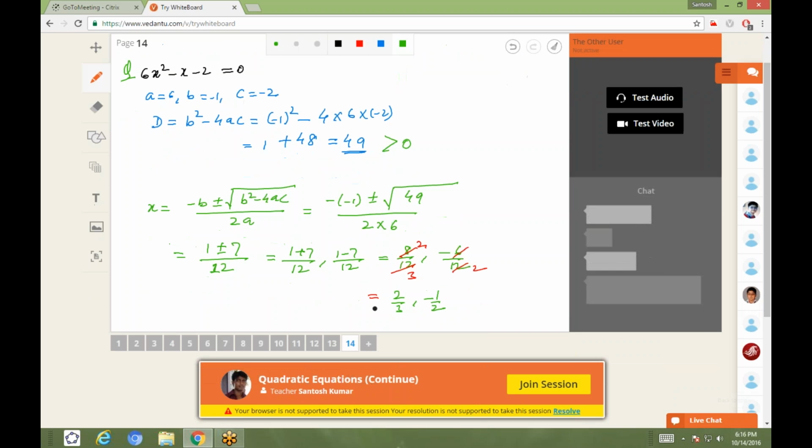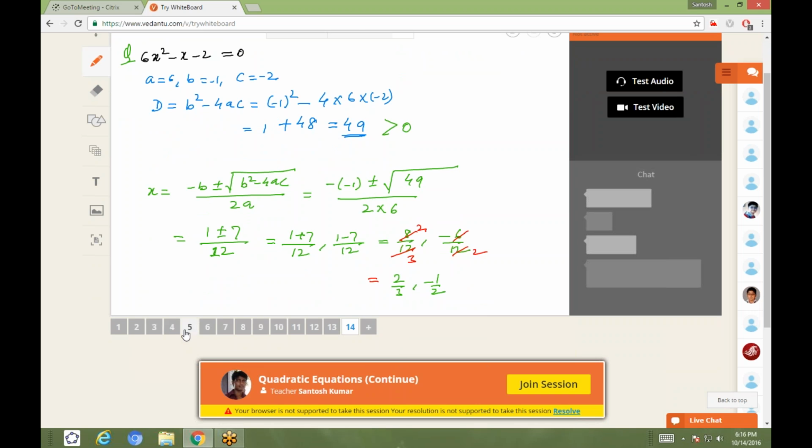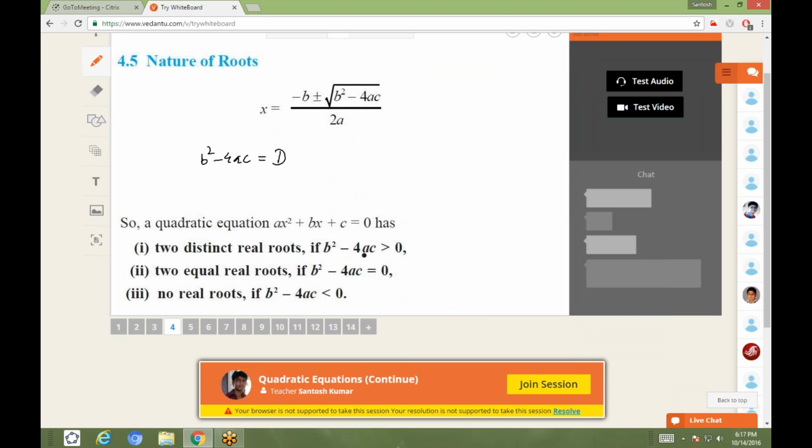Okay. Yes, sir. So that is the reason we call it here: when we have discriminant greater than 0, we'll get two distinct real roots. Okay.